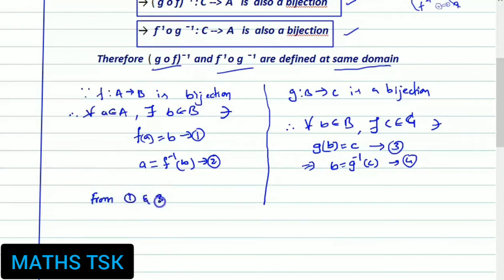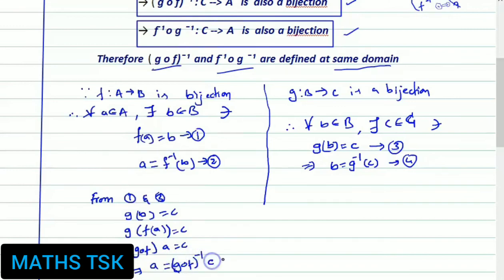From 1 and 3, what we can write is, from 3, g(b) is equal to c. b is nothing but f(a). So g(f(a)) is equal to c. So according to the composite function, (g∘f)(a) is equal to c. So this implies a is equal to (g∘f)⁻¹(c). This is number 5.